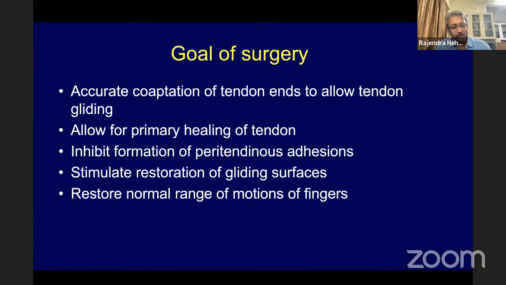We'll go through it. So the goal of flexor tendon surgery is accurate adaptation of the tendon ends to allow tendon gliding. So it should be accurate so that it allows good gliding. It should allow primary healing of the tendon. There should be nothing detrimental in between. One of the reasons for not getting good primary healing is infection and non-approximation of the tendon ends properly. Then, inhibit the formation of peritendinous adhesions. So if we have achieved the first two aims, then obviously it will inhibit the formation of adhesions.